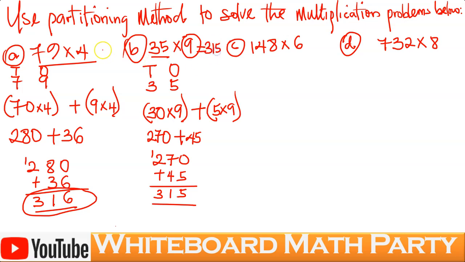Sorry, I did not write the first one. The first one, our answer was 316. Wow, very close answers. Okay, let's try this same trick with a 3-digit number.